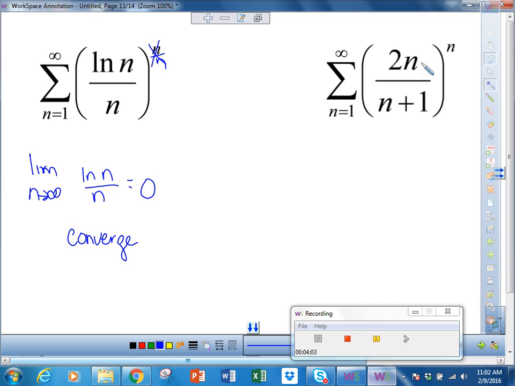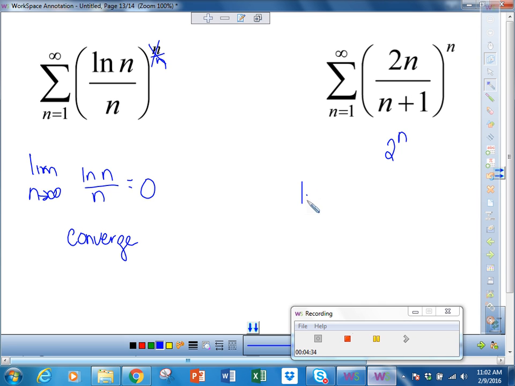Same thing here. Actually, I think this is going to fail the nth term test, because as this goes towards infinity, it ends up looking like 2 to the nth. And 2 to the nth, of course, will diverge by geometric, because it's greater than 1. The nth term test fails because this will go on forever. This is infinity, and it's not 0.